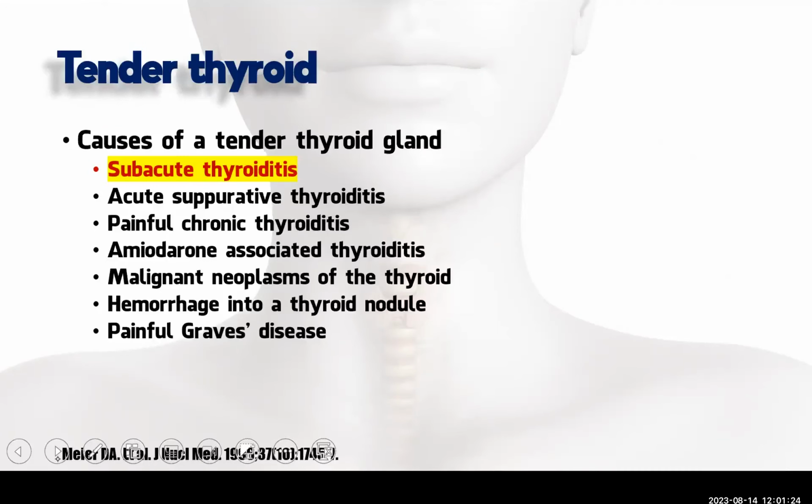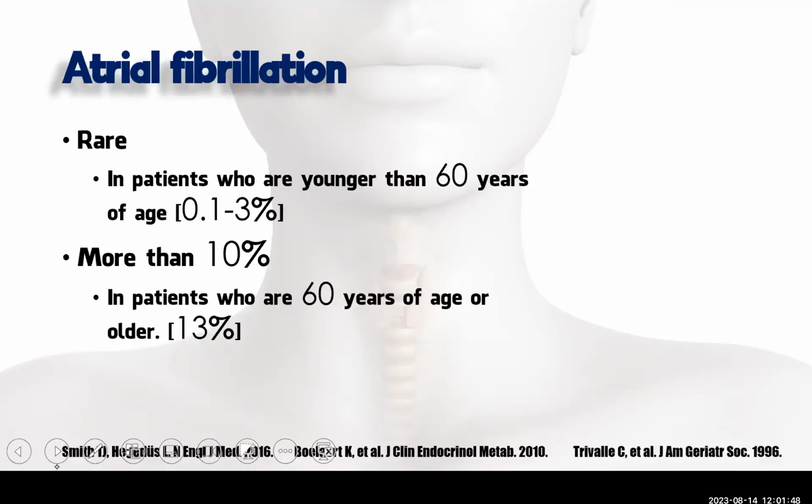A patient with hyperthyroidism may present with a tender thyroid. Remember, the differential diagnosis of a tender thyroid would include the most common, the subacute thyroiditis, suppurative thyroiditis, painful chronic thyroiditis, amiodarone-induced thyroiditis, malignant neoplasm of the thyroid, hemorrhage into a thyroid nodule, or a painful Graves' disease. Atrial fibrillation is actually a rare complication in patients who are younger than 60 years of age, representing less than 3% of the patients. However, in patients who are older than 60 years of age, it may occur in up to 13% of the patients.